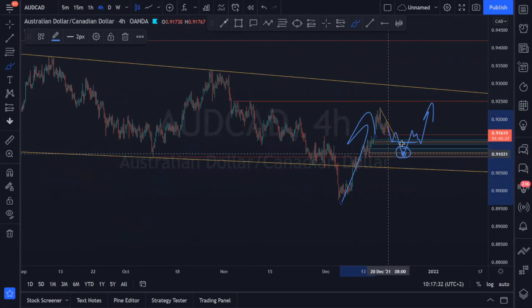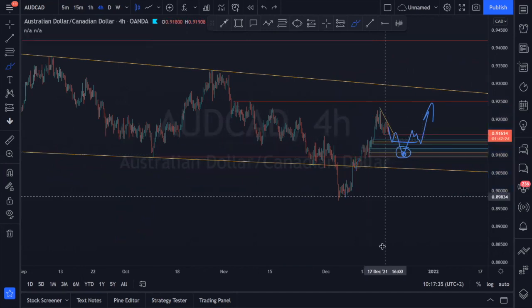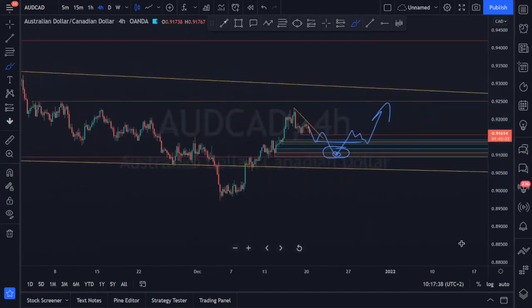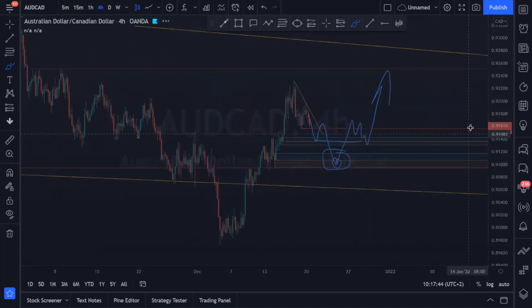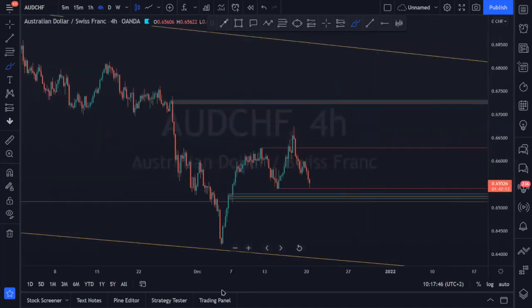And now that we've done that, guys, we've got our beautiful forecast. All we need to do at this point is just wait for prices to pull into our key value areas, which we will then start to begin to look for our entry criteria. So that is AUDCAD, guys. Let's go on to the next pair that we can have a look at, and that is Aussie Swiss franc.